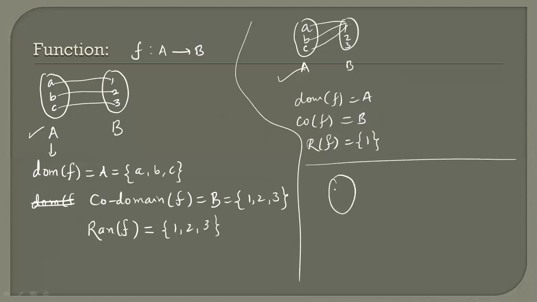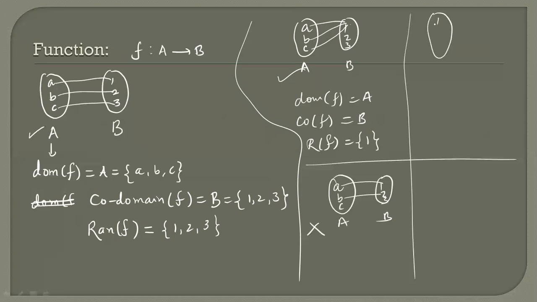In case 3, if you see a, b, c, 1, 2, 3, set A, set B. Suppose a is mapped with 1 and b is mapped with 2. Is it a function? It is not a function because c is not mapped with any element. So each element is not satisfying the definition of a function. So this is not a function.